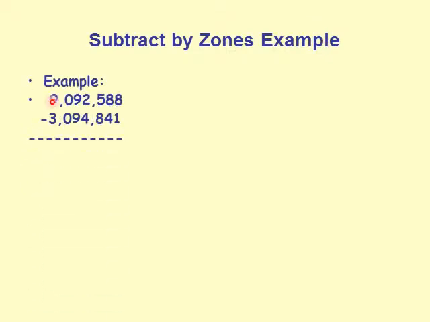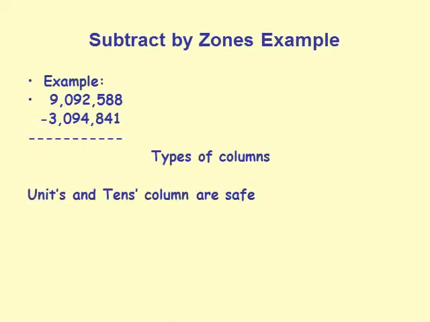Now we will do an example of subtraction by zones. The example we are considering is a 7-digit subtraction: 9092588 minus 3094841. First we will identify the types of columns. So let's look at the columns here. Units column and tens column are safe. 8 minus 1 is surplus, 8 minus 4 is surplus, nothing to worry about. So these are safe columns.